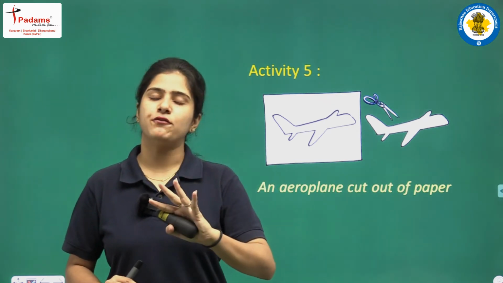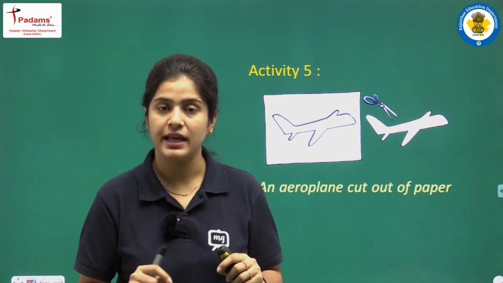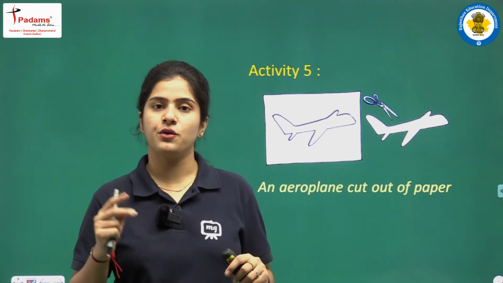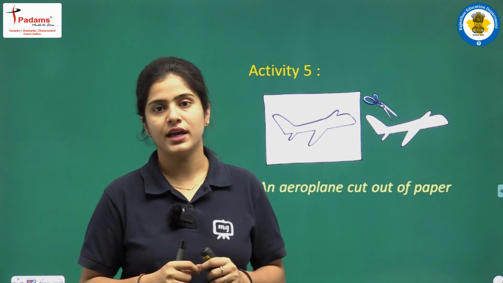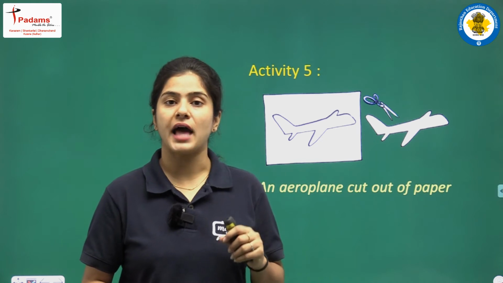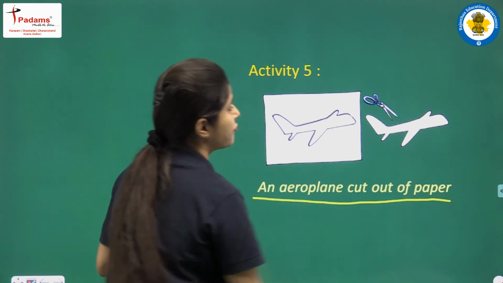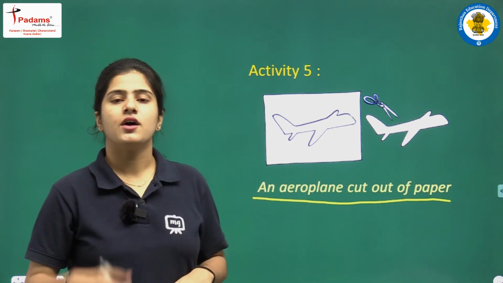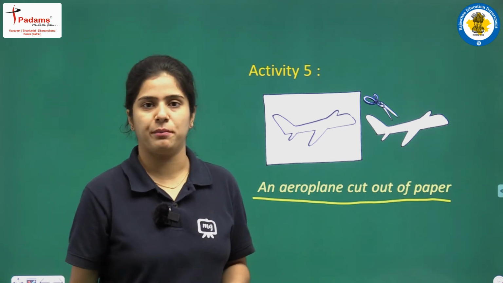But in the fifth activity, we have the shape of the aeroplane drawn with the help of a pencil, and on that pencil mark, you are cutting that shape with the use of scissors, okay? It means you are cutting the shape of the aeroplane from that paper, okay, students? So an aeroplane cut out of paper. This is now activity 5, okay? With the help of the scissors, you have just cut out the aeroplane.